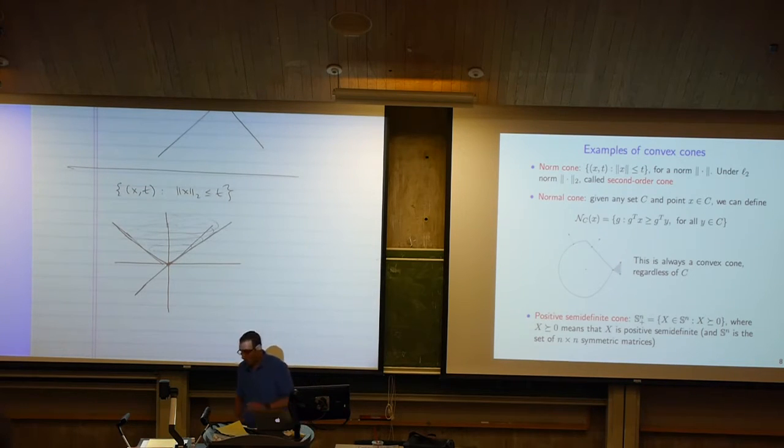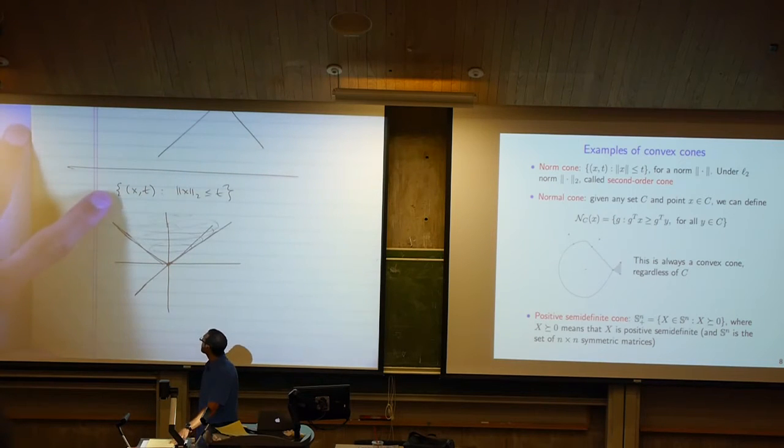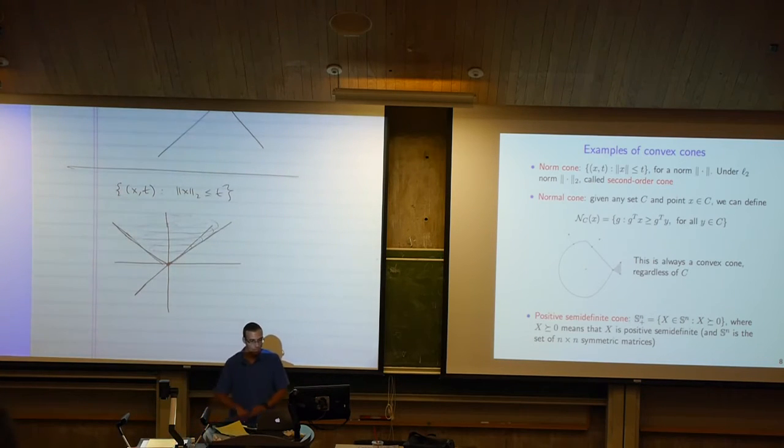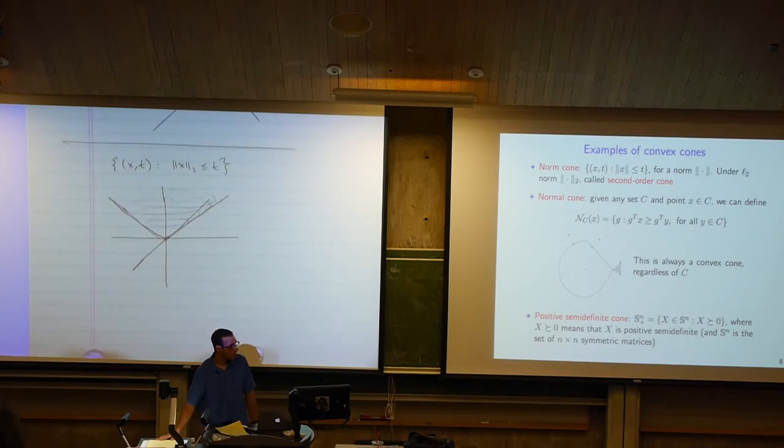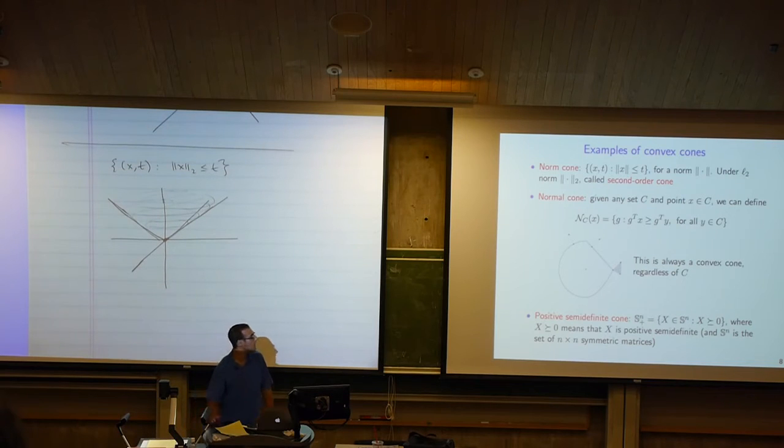So norm cones are really important. We'll see them a bunch. Similar name, but very different definition, is the normal cone. It's also very important. We're going to see this when we talk about subgradients. We'll see it again when we talk about constraints and the KKT conditions.